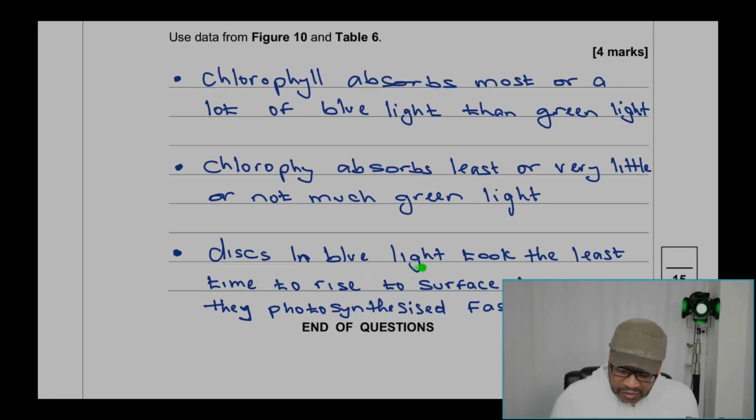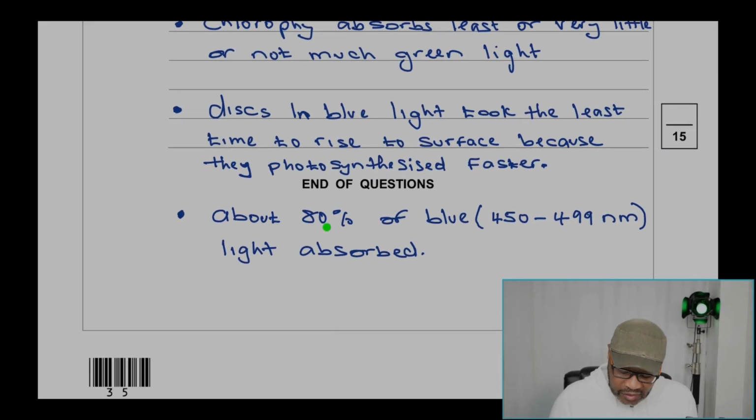This is why blue light took the least time to rise to the surface, because they photosynthesized faster. About 80% of blue light, which is between 450 to 499 nanometers, is absorbed.